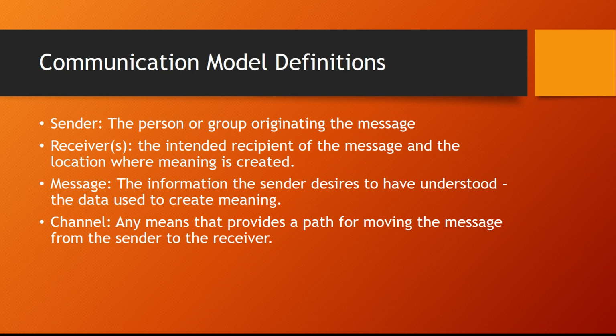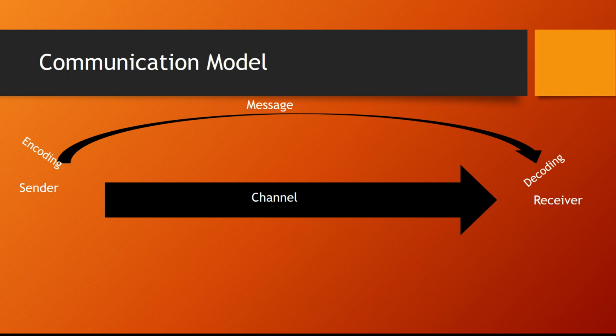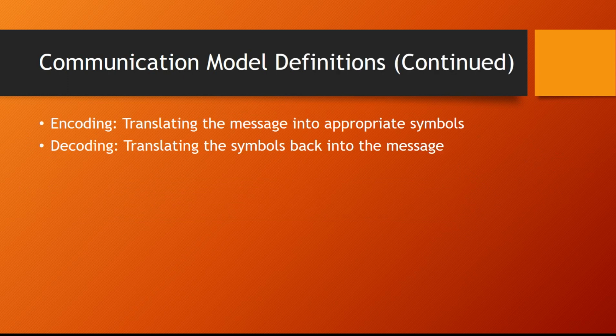So we have a sender, receiver. The sender has a message that they're going to send through a channel. But there's a process that has to happen in order for that communication to be successful. So we have, if you see on the left-hand side here, we have encoding. So the sender has to encode a message, and then the receiver has to decode that message. So encoding is translating the message into appropriate symbols. Obviously, then decoding is just the opposite, translating the symbols back into the message.